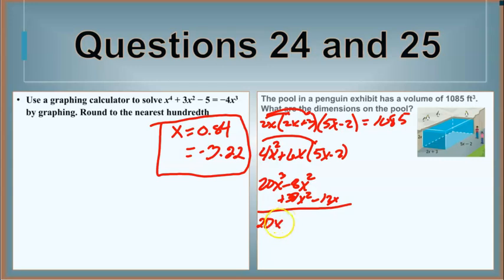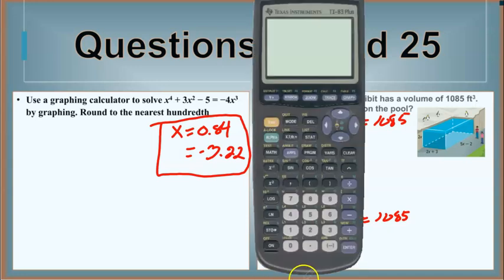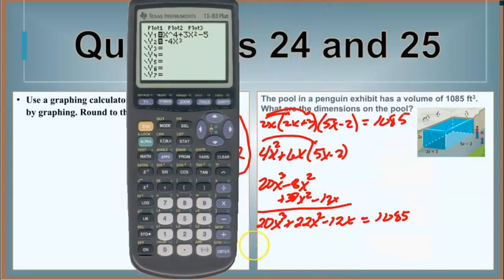So we would have a polynomial of 20x cubed plus 22x squared minus 12x. This has to equal 1085. So to solve this one, we're going to take our calculator. We're going to go to our y equals, and we're going to find out where this polynomial and this line meet up, treating it like a system of equations.